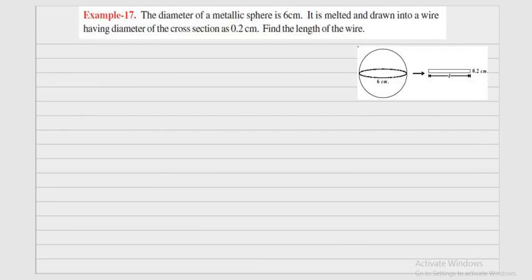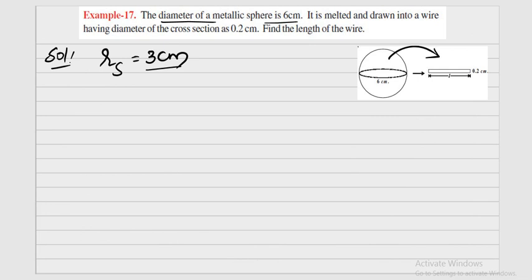Next, moving on to one more question. Here the diameter of a metallic sphere is given. So there is a sphere. From this, what is the radius of the sphere? The radius of the sphere is equal to 3 centimeters, because we know diameter is equal to 2 times the radius. So radius is equal to 3 centimeters, and this is melted and converted into a wire.